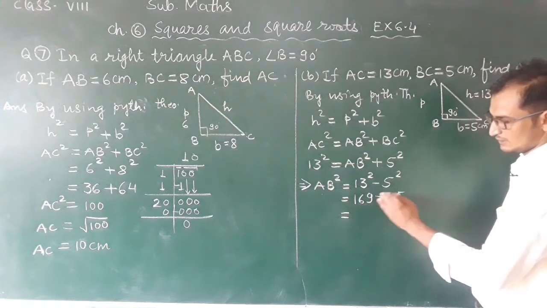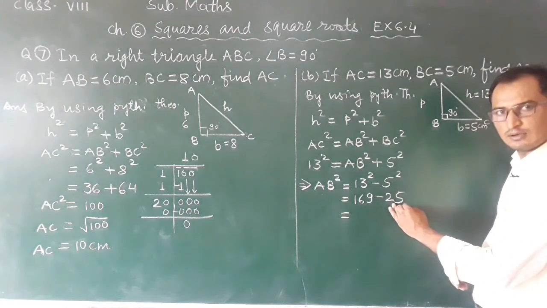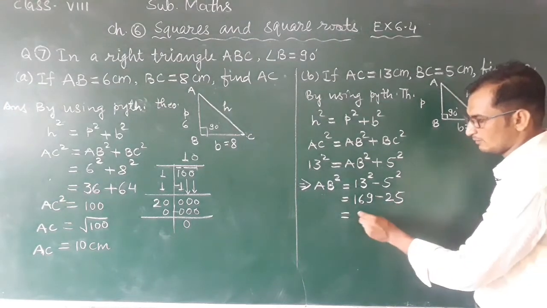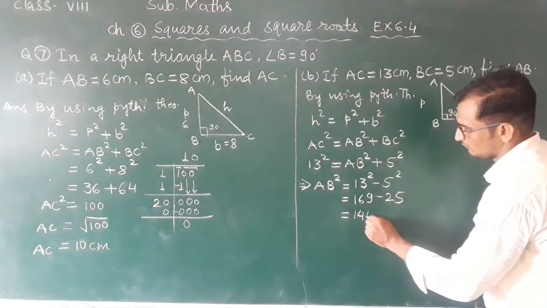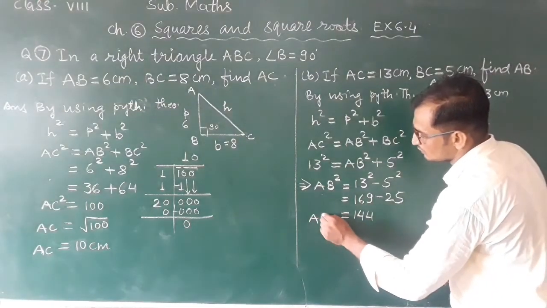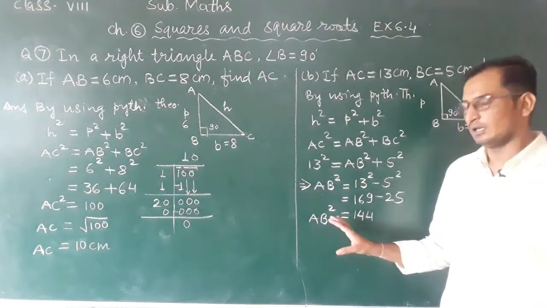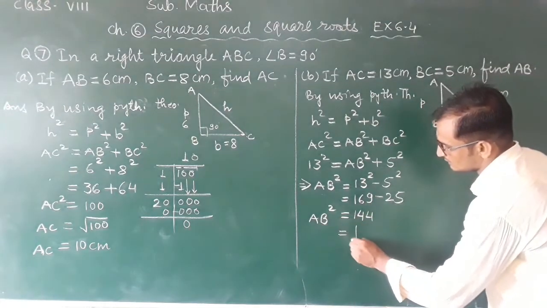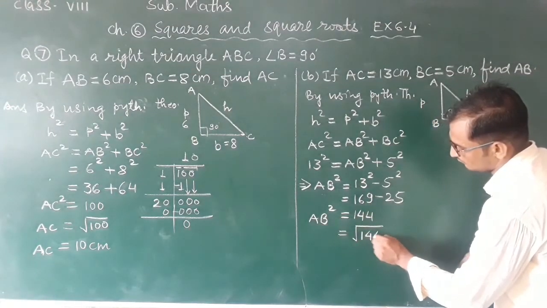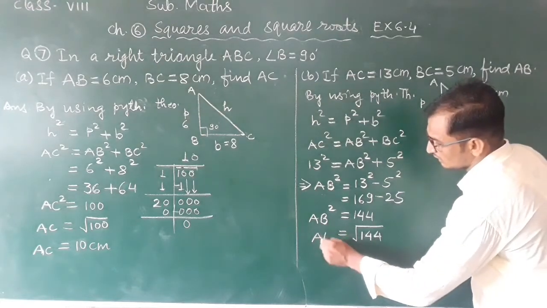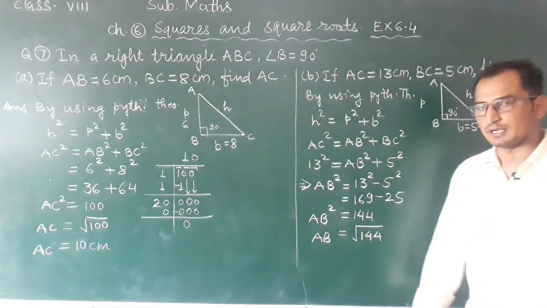Then you know very well square of 13 is 169, square of 5 is 25. On subtracting 25 from 169, we get 144, and this is AB square here. For finding AB, we calculate the square root of 144. Then we get AB.